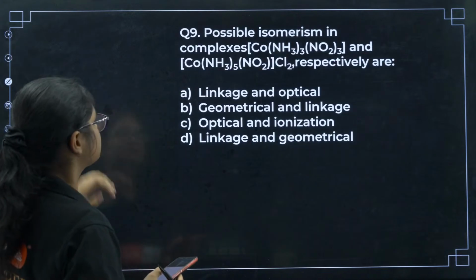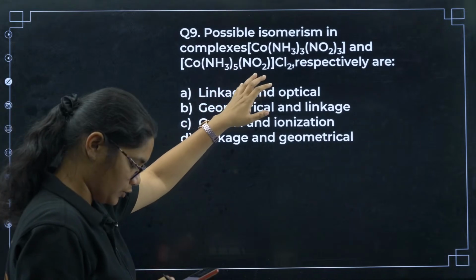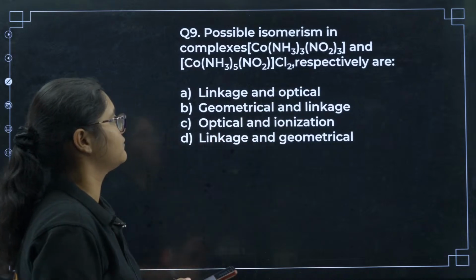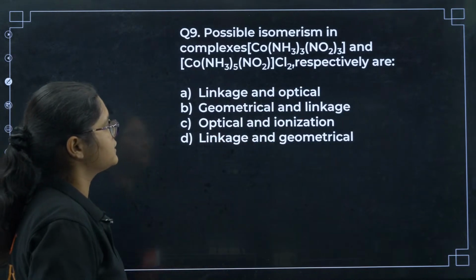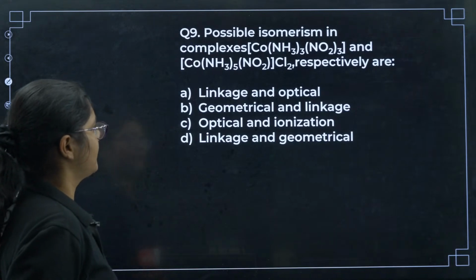Next, possible isomerism in complexes [Co(NH3)2(NO2)3] and [Co(NH3)(NO2)] respectively are? So what type of isomerism can be possible in these complexes?